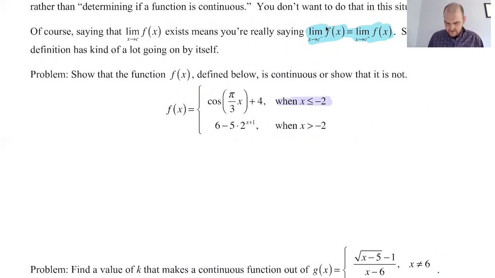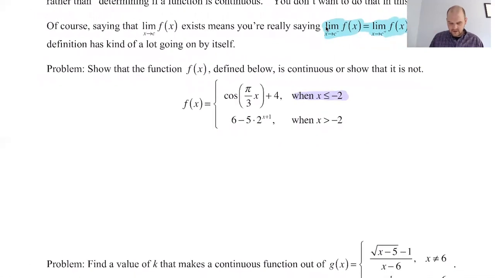This is defined when x is less than or equal to -2, which means that we definitely know f of -2 is going to be equal to the limit as x approaches -2 from the left, because cosine is a continuous function on its own. So we can evaluate the limit by direct substitution. We find the value of the function by direct substitution.